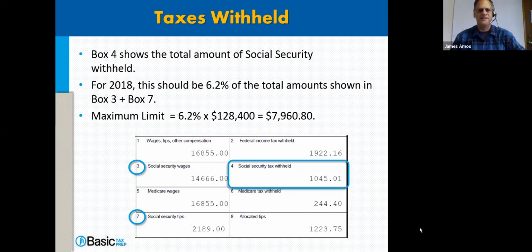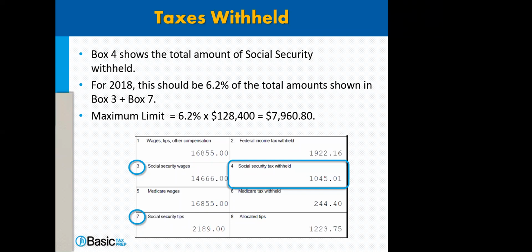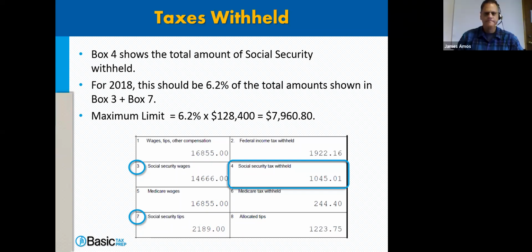So this is what I want you to do. Will everyone add box 3 and box 7 together? And tell me what that amount is. $16,855. Okay. Yep. Now that doesn't really surprise anyone, does it? Notice that's the amount here. That's because that was their total compensation, and it was split up between.